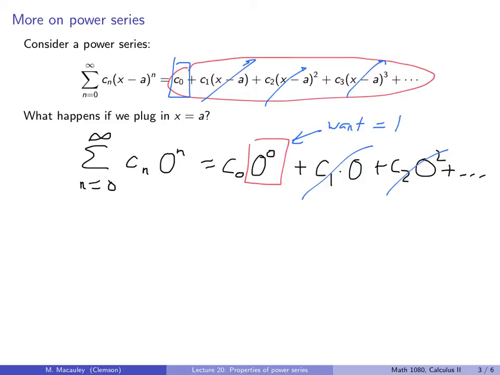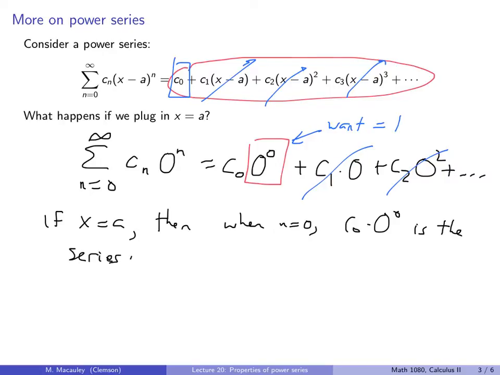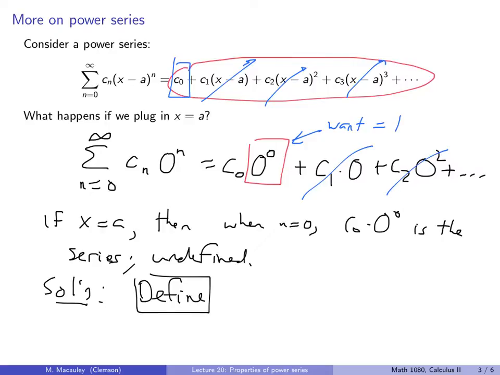So to get around this, we actually have to define, so let me get my pen back here. So if x equals a, then when n equals 0, c_0 times 0 to the 0 is the first term of the series, and this is undefined. So the solution to this is we actually want to define (x minus a) to the 0 to be equal to 1 for all x.